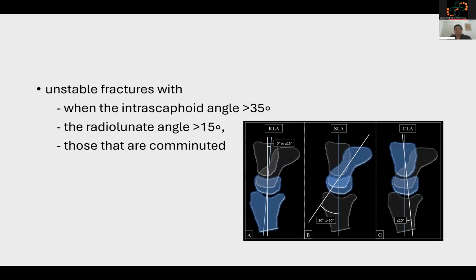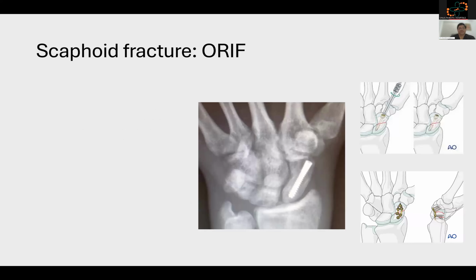When it comes to the unstable angles, of all these angles, the radiolunate angle is the most sensitive one. The scapholunate angle and the scaphocapitate, lunocapitate angles are not very sensitive. If it is more than 15 degrees, surgery is indicated because the fracture is unstable.